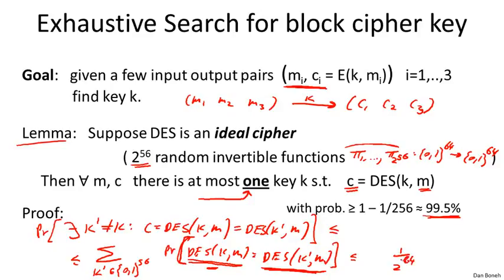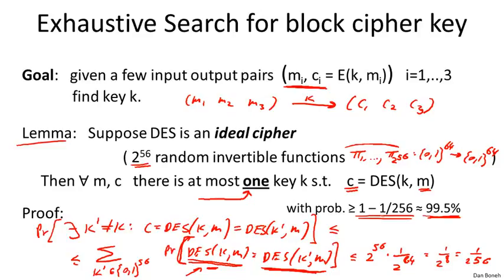Right? There are 2 to the 64 possible outputs for the permutation. What's the probability that it lands exactly on this output? Well, it's 1 over 2 to the 64. And we're summing over all 2 to the 56 keys. So we just multiply them. We get 1 over 2 to the 8, which is basically 1 over 256. Okay? So the probability that the key is not unique is 1 over 256. Therefore, the probability that it is unique is 1 minus that, which is 99.5%.